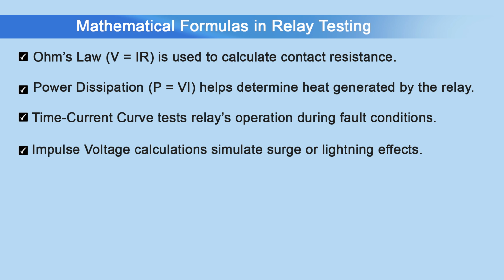Next is our power equation, P is equal to V into I, power is equal to voltage into current. The power equation relates the electrical power to the voltage and the current.